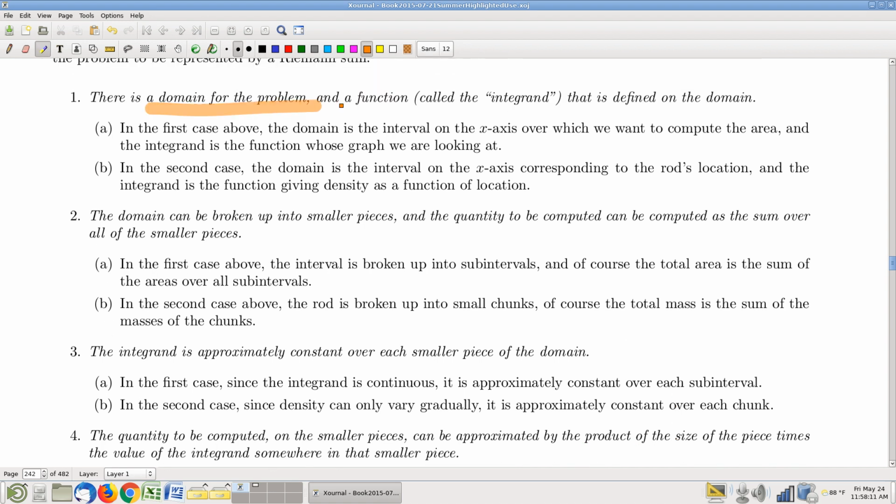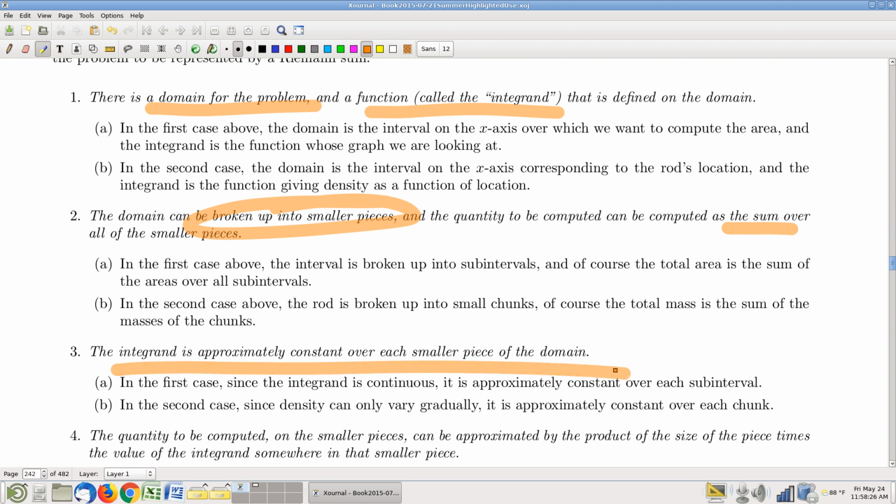But we always have a domain and an integrand. You can always break it up into smaller pieces, and you have this accumulating characteristic. Regularity issue about continuity, we usually sweep that under the rug. And then we're always looking at products of size times integrand.